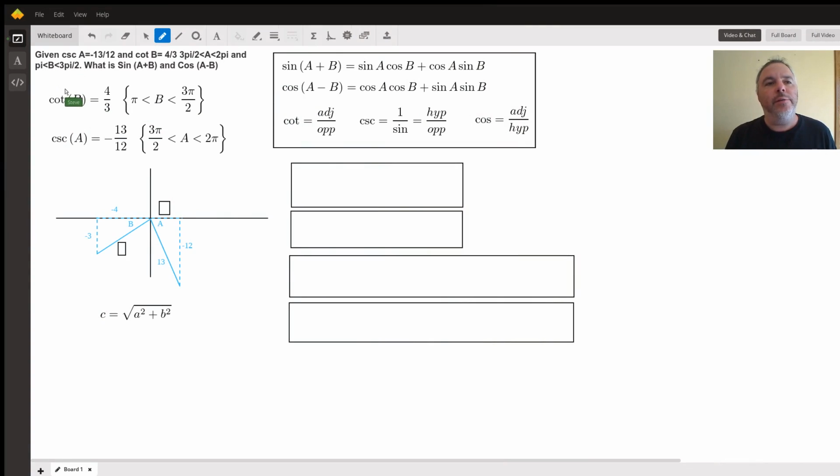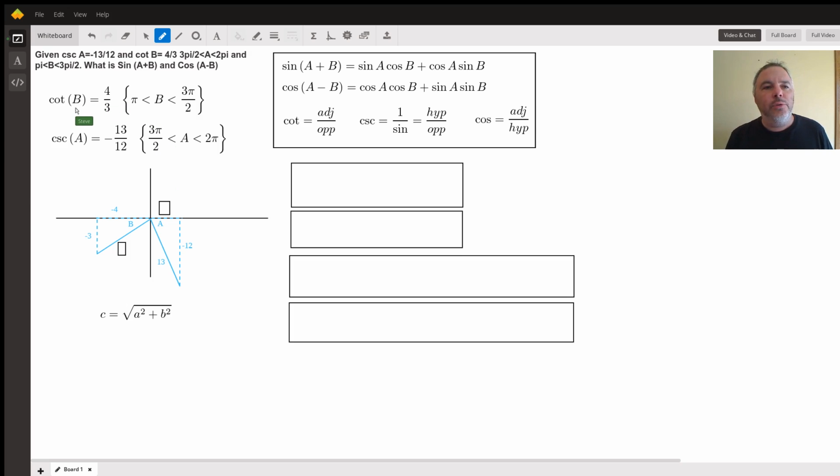So we are given the cosecant of A equals negative 13/12, which is right here. But notice for A, there's a range from 3 pi over 2 to 2 pi. So let's pause for a second and realize, where is this? This is in quadrant 4, okay? So notice that my angle A here is in quadrant 4.